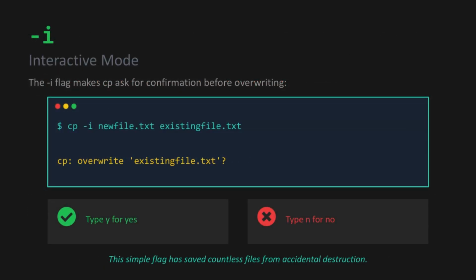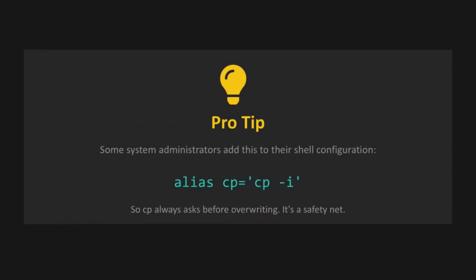So you want to use the -i flag, the interactive mode, to force the copy operation to ask for confirmation before overwriting. To make that easier, some system administrators add an alias so that anytime they use the cp command, it automatically reads it as cp -i with that i flag.